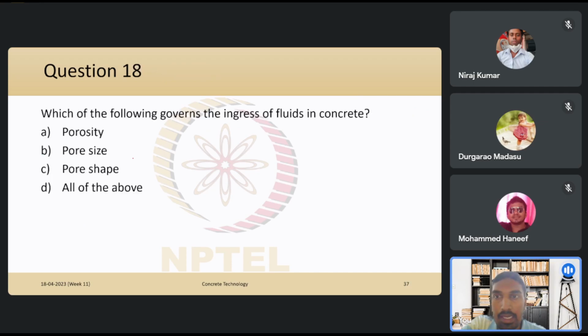Okay, question number 18 is, which of the following governs the ingress of fluids in concrete? The options are porosity, pore size, pore shape, and all the above.